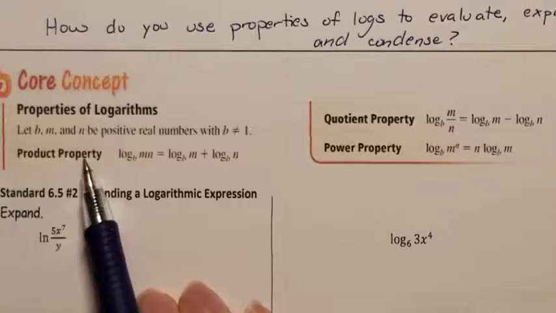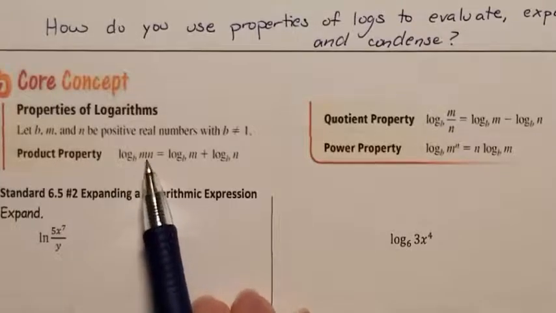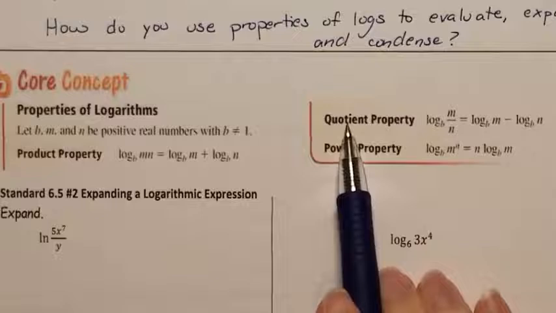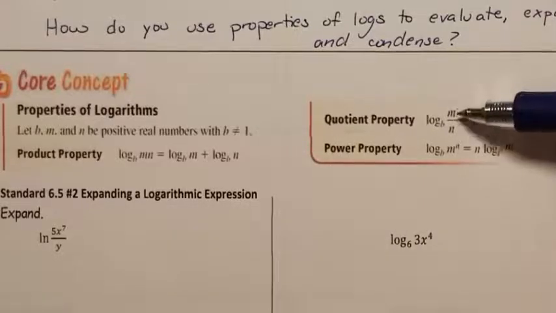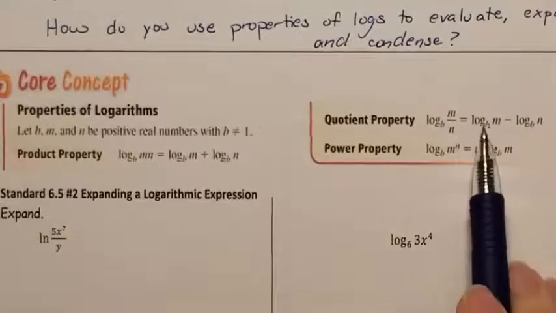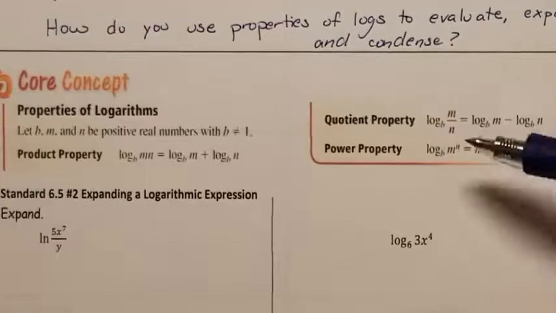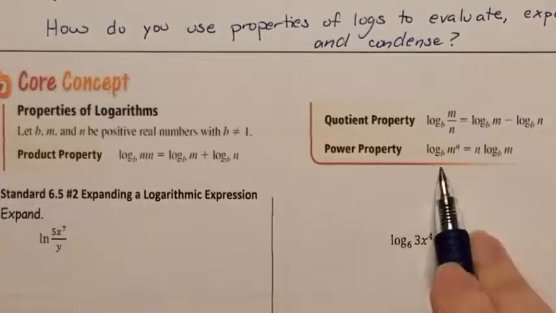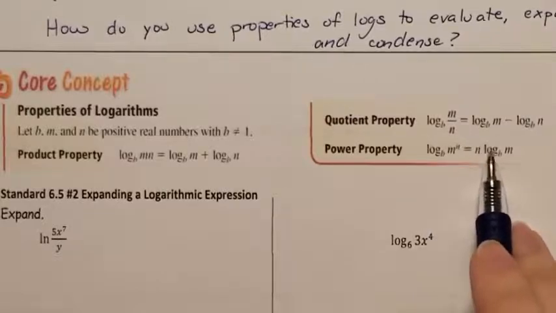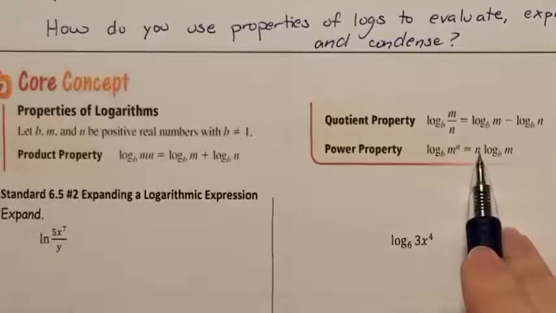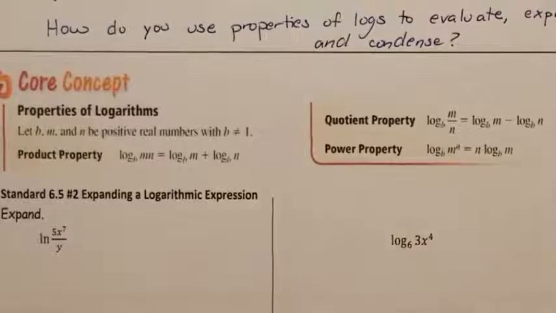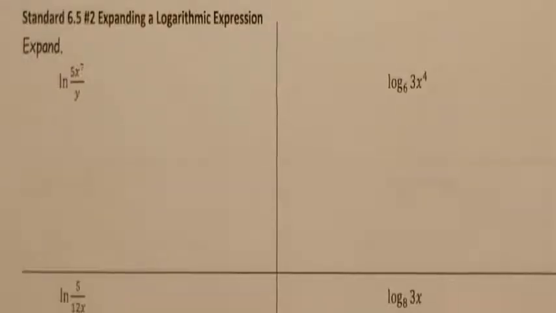We have the product property, where if you have two products, you can separate them by adding the logs with the same base. The quotient property, where if you have two items being divided, you can separate the logs with subtraction, having the same base. If you have a power to a power, the power property, the exponent comes out front and becomes a multiplied number. So let's go ahead and use these three properties to solve our problems. We're going to do the first four problems together.